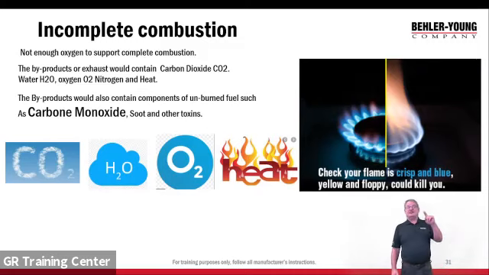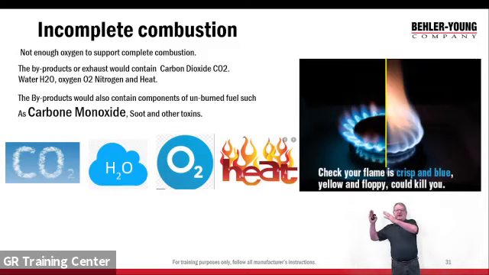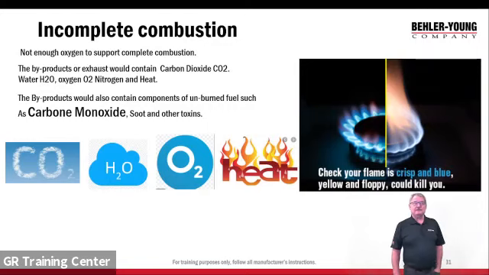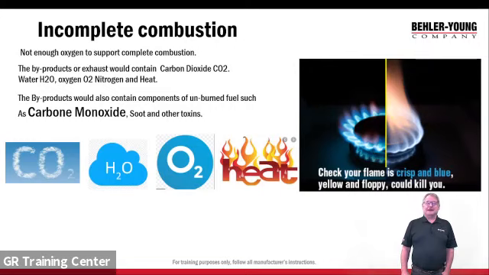So not enough oxygen. There's the key. If I don't have enough oxygen, I get incomplete combustion. What if I have too much fuel? Well, that's the same as not having enough oxygen. If I'm at my upper explosive limit, it'll burn, but not well. If natural gas is at 15%, that means I don't have enough oxygen, so I don't get complete combustion. The byproducts would contain carbon dioxide, CO2, water, H2O, oxygen, nitrogen, heat, and also unburned fuel and carbon monoxide.